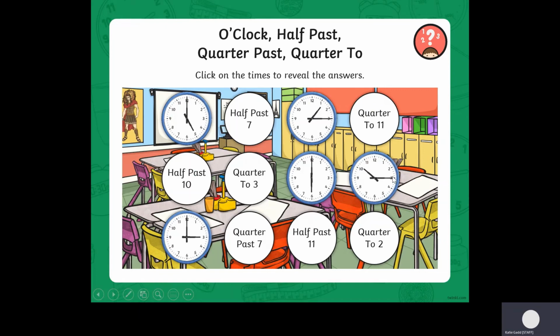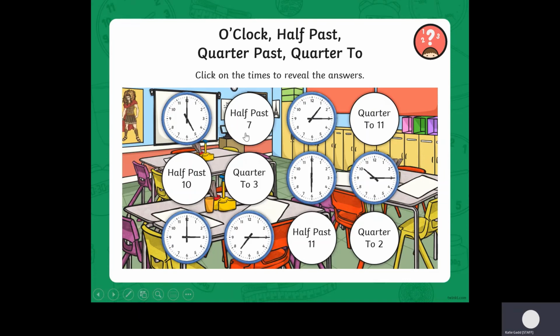10:15, again, the minute hand is pointing to the 3 to show 15 minutes have passed, and it's 10:15. 7:15, again, the big hand is pointing to the 3 to show you 15 minutes has passed, 7:15.